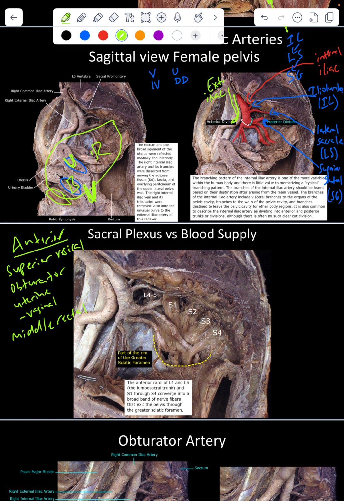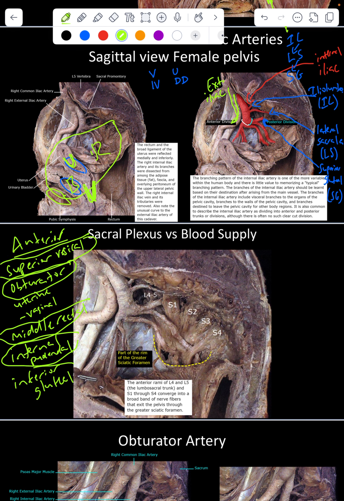And then you have two more arteries at the end. There's an artery called the internal pudendal. This one's kind of cool because it has a weird route that we'll see. And then the last one, the one that goes right under the superior gluteal from the posterior branch, is going to be inferior gluteal. So this and this are the same in males and females.